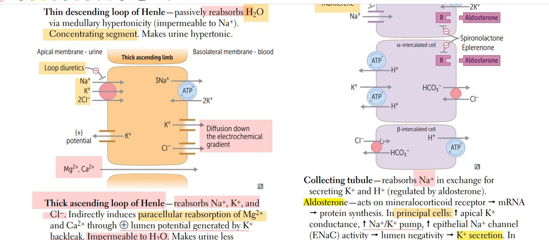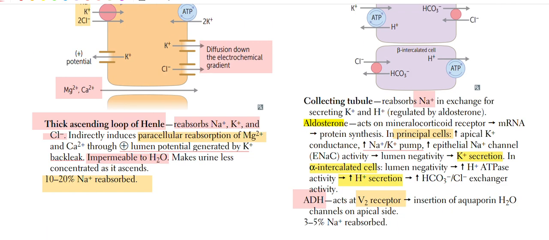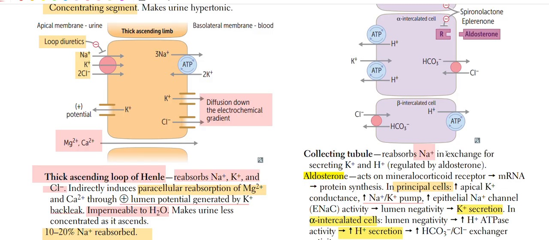In the beta intercalated cell there is a chloride bicarb channel, which takes bicarb into the urine and brings chloride in the cell. Now you have to remember the use of beta intercalated cells.